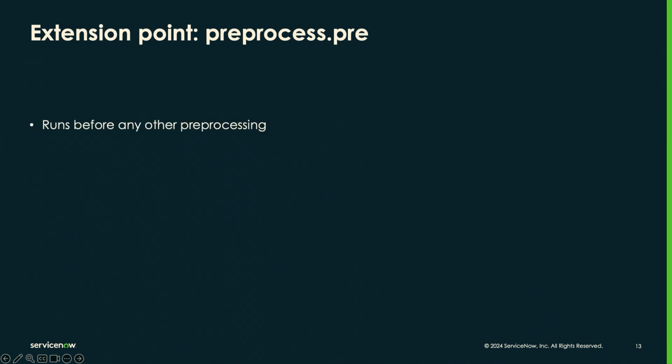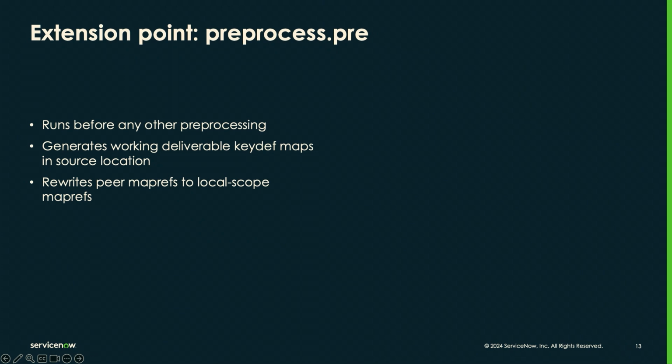All right, so how do we do this? So I extend preprocess pre, and this runs before any pre-processing. What I do is we have the delivery key def maps in this separate repository, but I need to copy them into the source location so that Open Toolkit won't get freaked out because the maps are not under the main directory structure. But I have another reason for doing that. So then on my input map, I rewrite my peer map refs. For every publication that could be a target of a cross-deliverable cross-reference, I have a peer map ref to that publication.